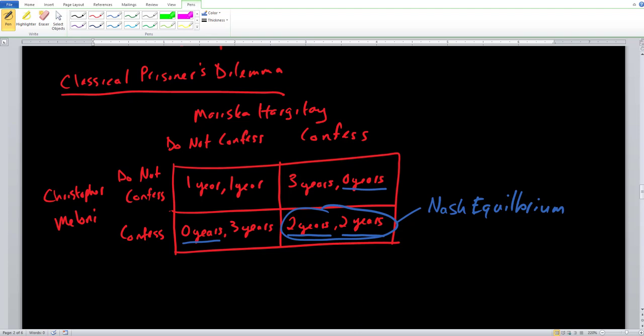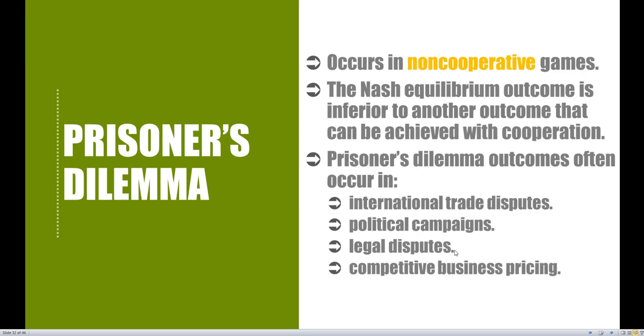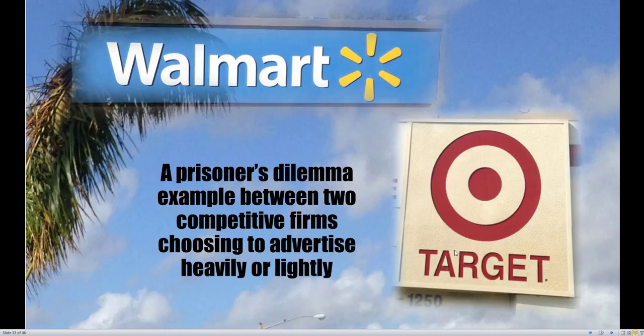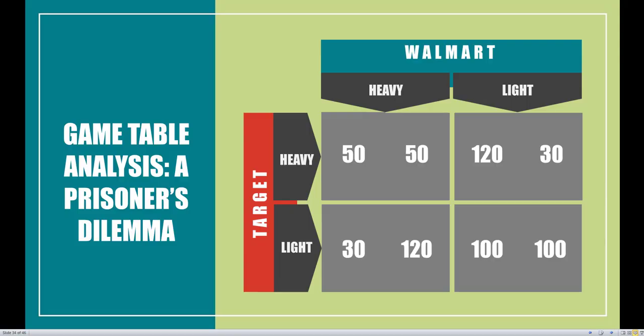And it's going to be a little bit easier for us to use a few specific numbers, using the classical numbering system, with a pricing strategy game using Walmart and Target. So each of these firms is trying to figure out whether to advertise heavy or to advertise lightly. And as we take a look at this, this is going to end up being a prisoner's dilemma as well. So we go through the entire process. Put yourself in Target's shoes, put yourself in Walmart's shoes.